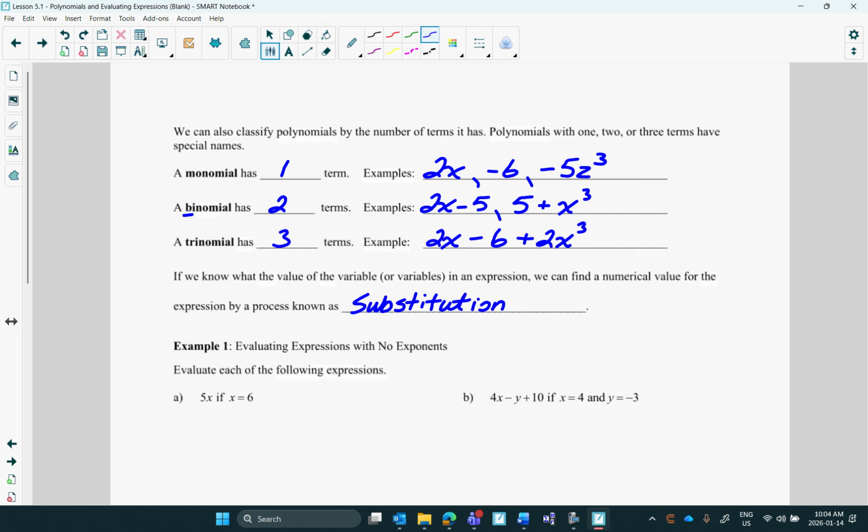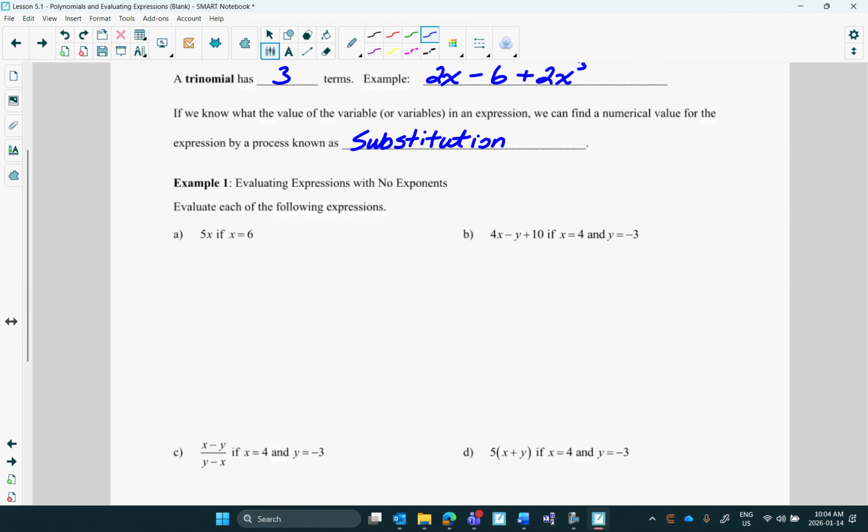You guys have been doing this for ages. Every time you find the area of a rectangle or any other shape, you've been working with polynomials. Anytime you find the surface area, anytime you find the volume, okay? All sorts of formulas out there. So how do we do these things?